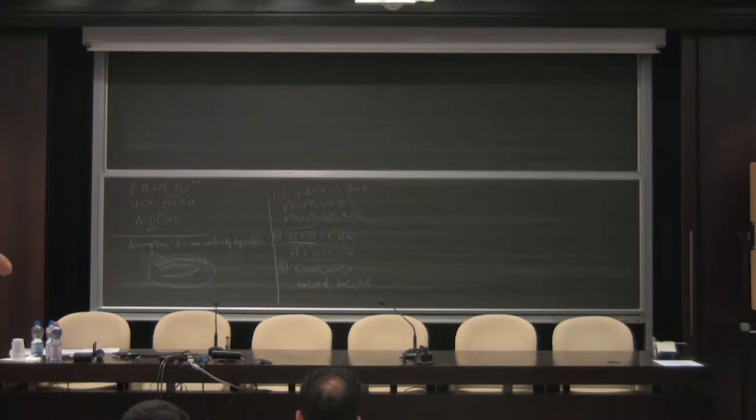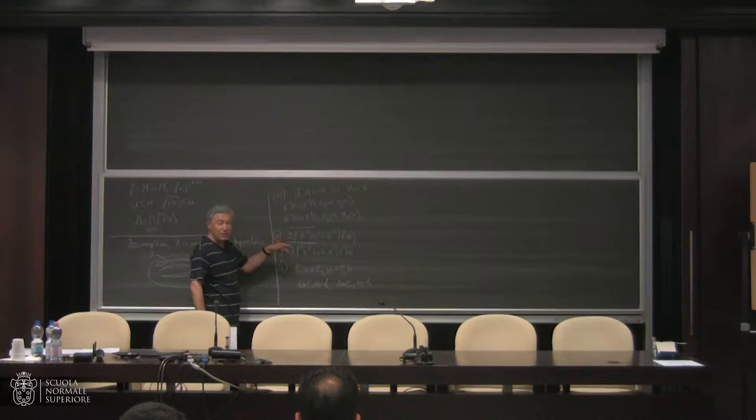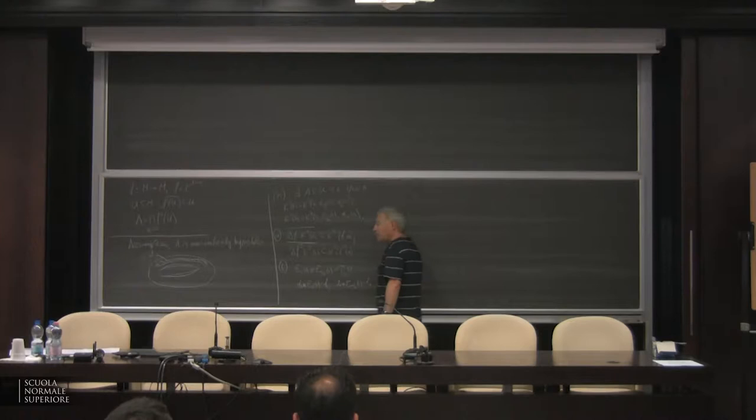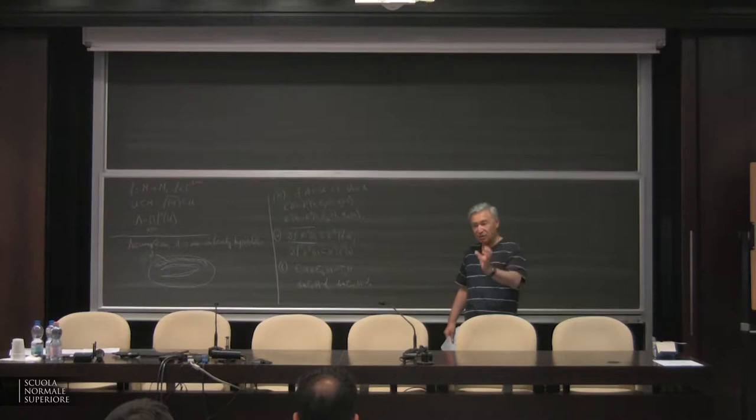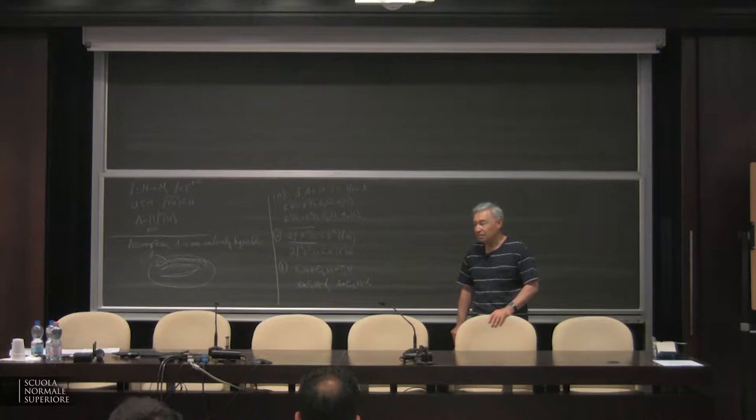Yes? Why do you consider the closure here, in the first condition? Why do you take the closure of the cone? Because it's a question of how we define the cone. My cone is an open set, so the boundary of the cone is not included. So when you take the image, I want it to be strictly inside. I think the main point is that it should be strictly inside.